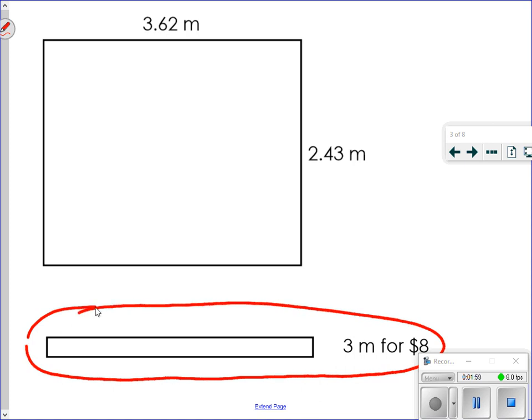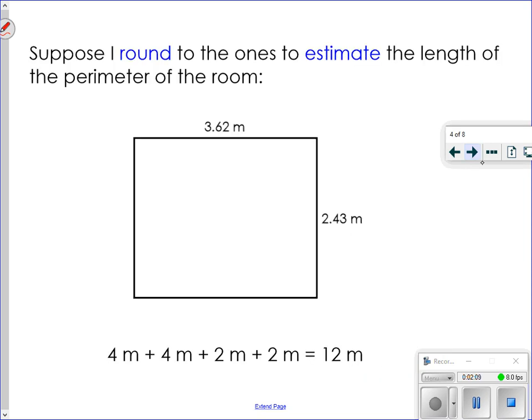Okay, well, to do a quick estimate of the perimeter of this room, the distance around the outside where I'd be putting the baseboards, it probably would make sense to round to the ones place to estimate the length of the perimeter. Okay, so like we did yesterday, when you're rounding to the nearest whole number, that's your ones place, and you look at the digit to the right of it, and if that digit is 5 or greater, it means this 3 will bump up to become a 4.